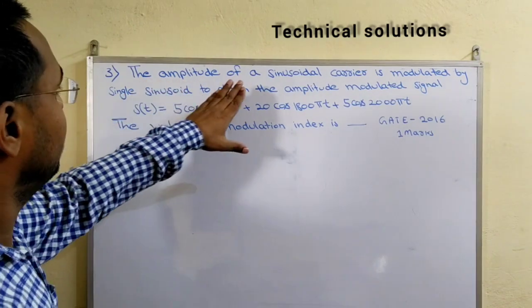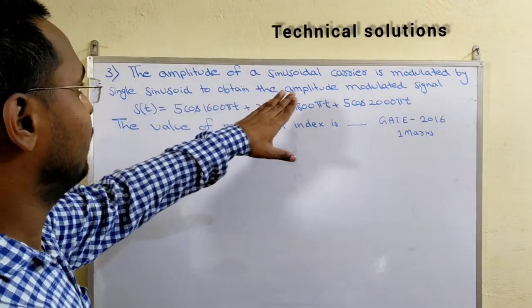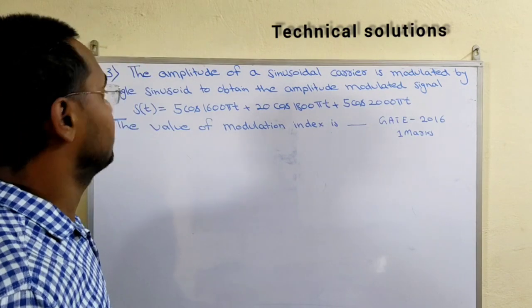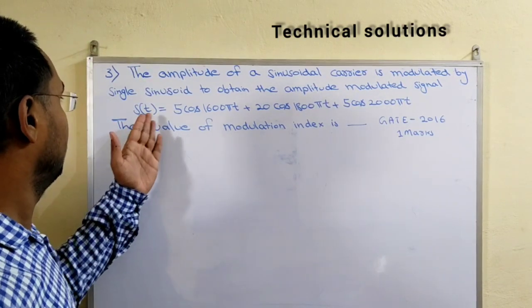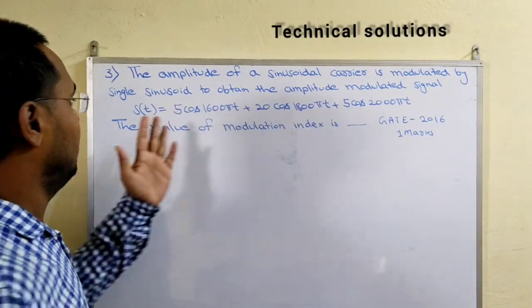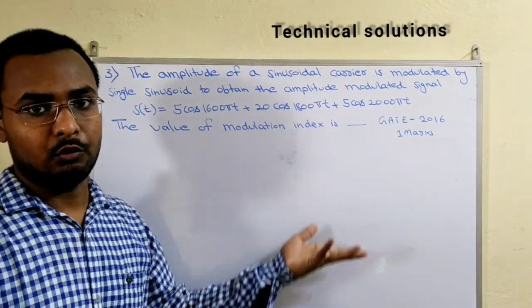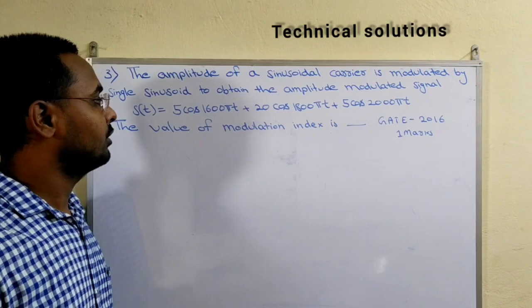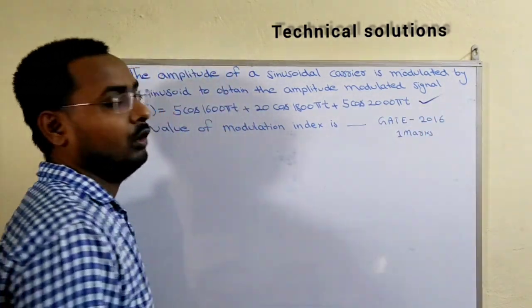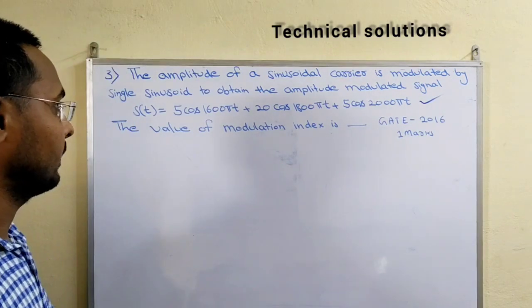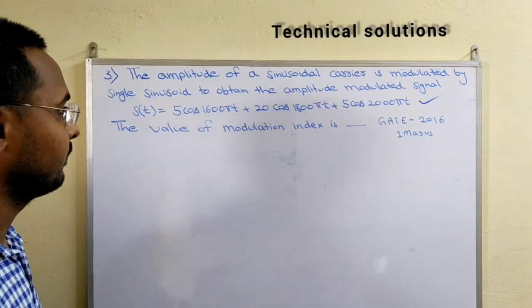In this question, the amplitude of a sinusoidal carrier is modulated by a single sinusoid to obtain the amplitude modulated signal s(t), which is given, and what is the value of the modulation index? In this question, the expression of s(t) is given and you have to find out the modulation index. Okay.